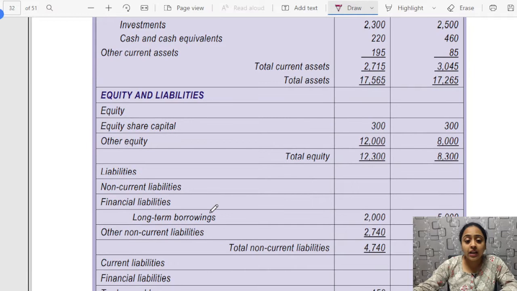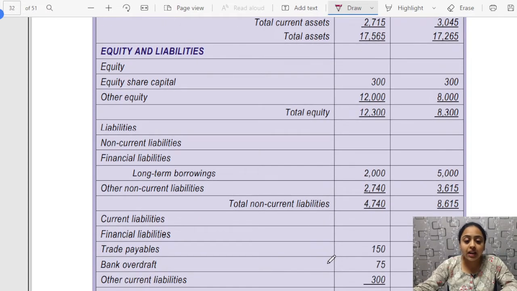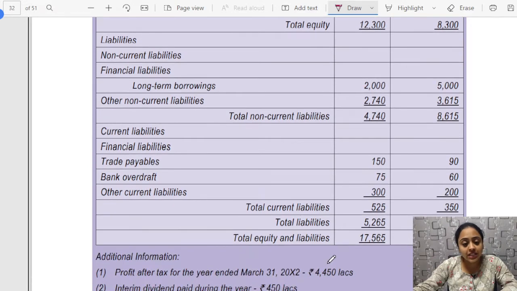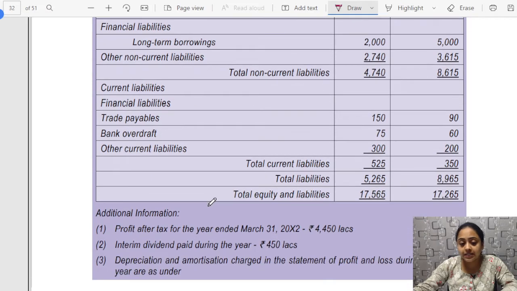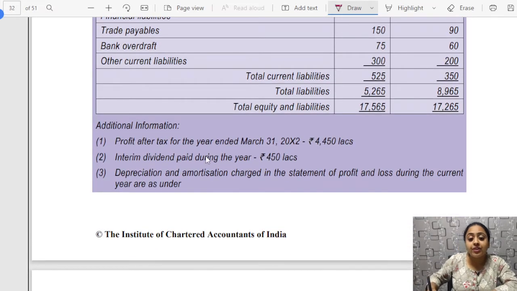Equity, other equity has been increased. Non-current liability, financial liability, long-term borrowings, 5,000 have declined to 2,000. Other non-current liabilities, financial liabilities, trade payables, bank overdraft, other current liabilities. Now, the profit after tax for the year ended is 4,450. Okay, profit after tax is 4,450, in lakh rupees. Interim dividend has been paid, so this is financing activity, no doubt, 450.